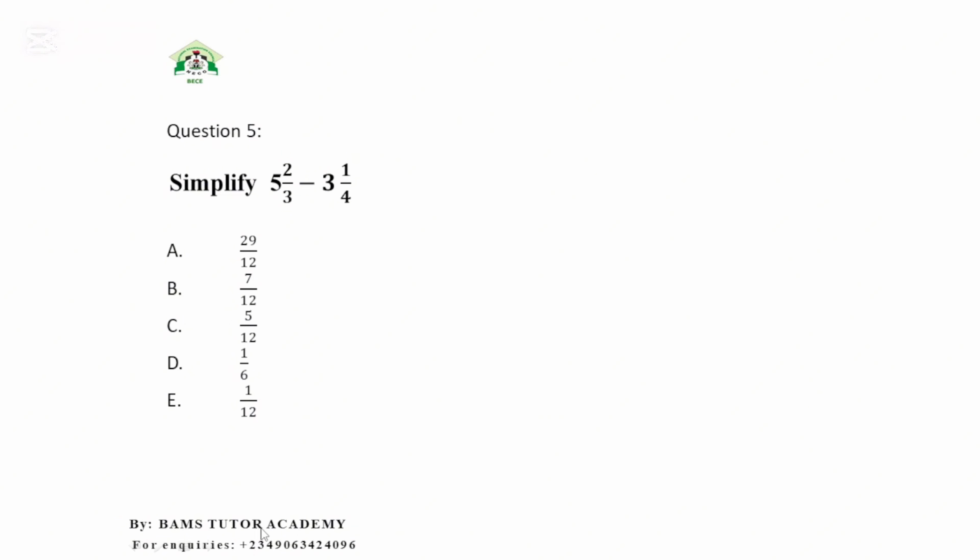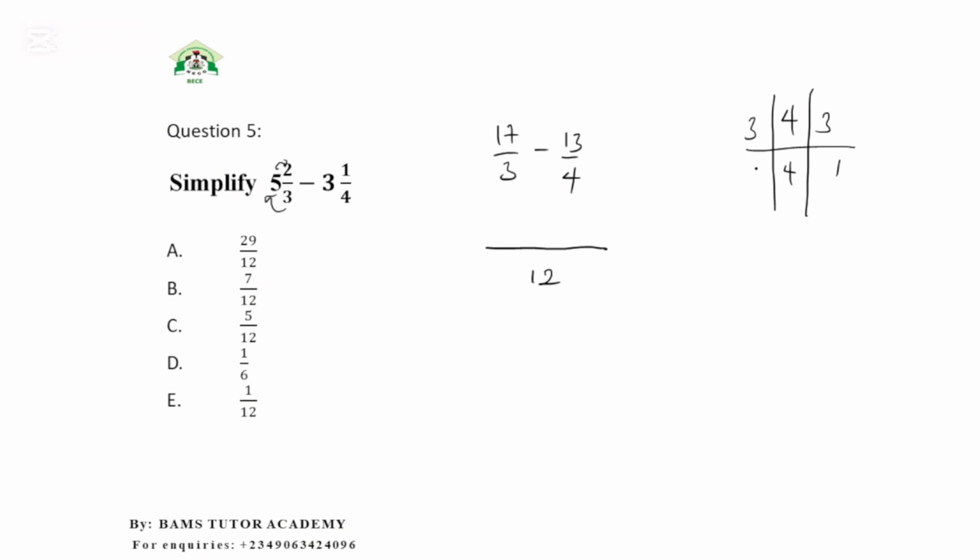Same thing like just the one we did earlier. So we want to simplify this. So what we're going to do is 5 times 3 is 15 plus 2. That's going to be 17 over 3 minus 3 times 4 is 12 plus 1. That's 13 over 4. What's the LCM of 4 and 3? That's 12. You might be wondering how am I getting the LCM. So this 4 is 4, 1, and this 3 is 3, 1, 1. So I multiply these. That's going to be 12. So 3 in 12 is 4.